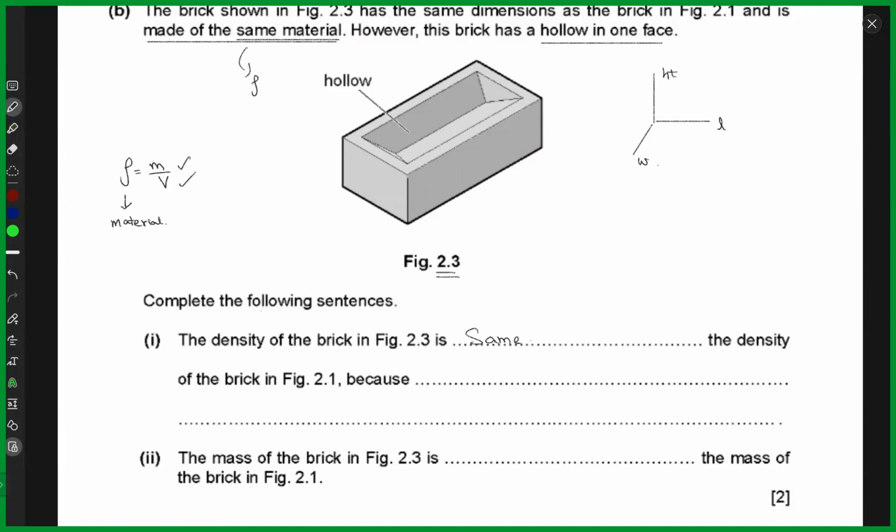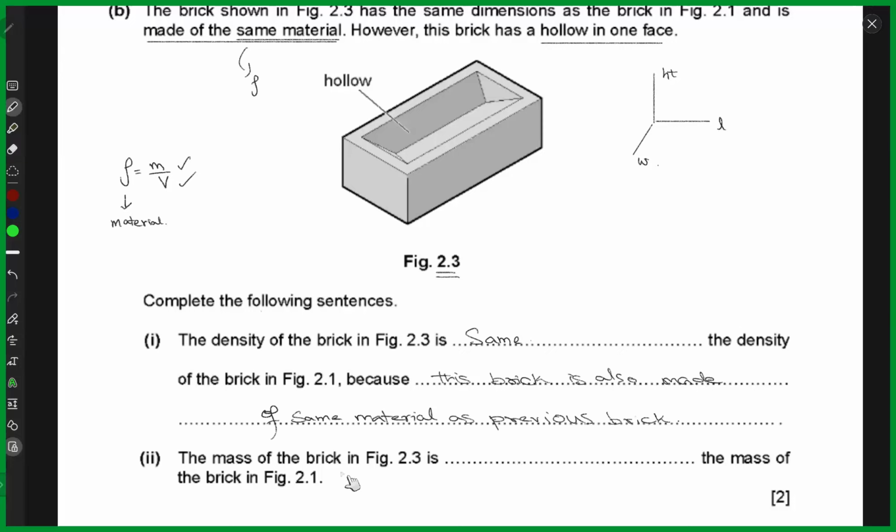They're also asking you the reason, right? Because dash. So why would you say that the density is the same? It's the same because it's made up of the same material, right? Yes. Okay, so because this brick is also made of the same material as the previous brick.